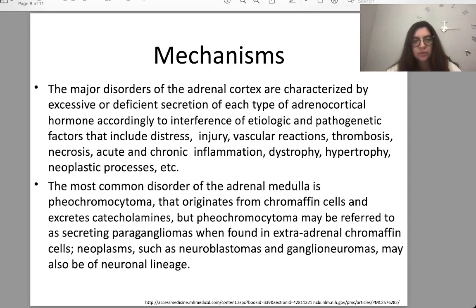The most common disorder of the adrenal medulla is pheochromocytoma, which originates from chromaffin cells and secretes catecholamines. But pheochromocytoma may be referred to as a secreting paraganglioma when found in extra-adrenal chromaffin cells. Neoplasms such as neuroblastomas and ganglioneuromas may also be of neuronal lineage.